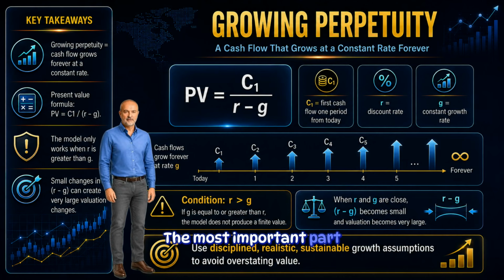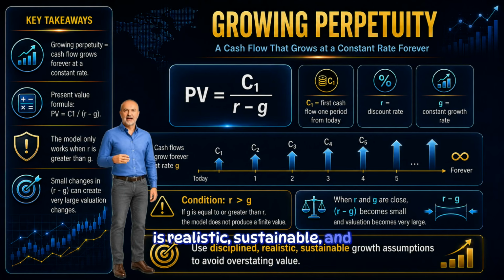The most important part of the formula is the denominator, R minus G. When R and G are close together, the denominator becomes small, and the valuation becomes very large. That is why aggressive growth assumptions can overstate value. Growing perpetuities are useful, but they require discipline. The analyst must ask whether the growth rate is realistic, sustainable, and consistent with the risk of the cash flow.